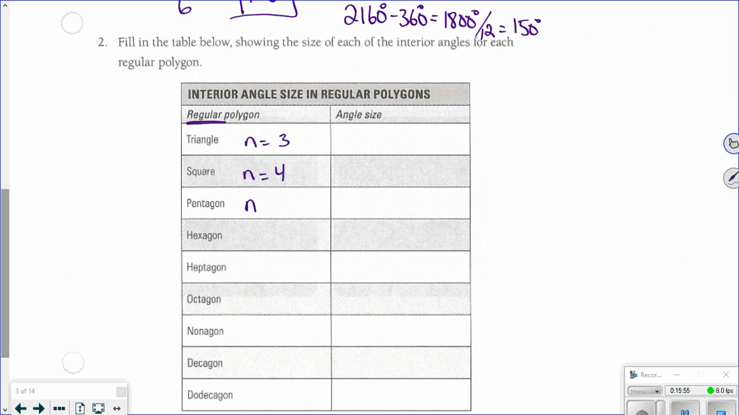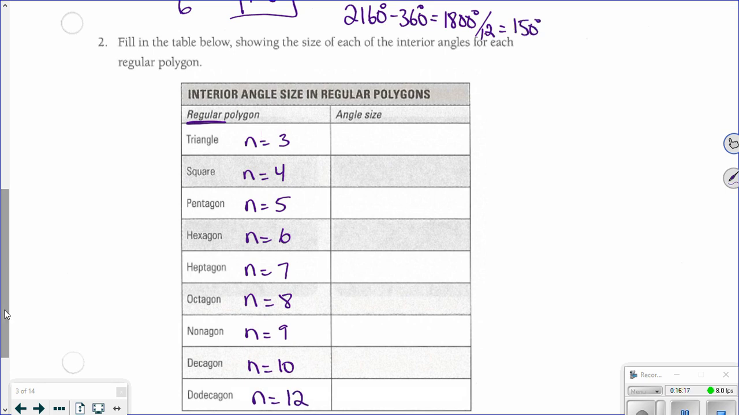Penta means 5, so pentagon is 5 sides. Hexa means 6. Hepta means 7. Octa is 8. Nona is 9. Deca is 10. We usually skip 11 because there's not a lot of 11-sided shapes. But dodeca is 12.